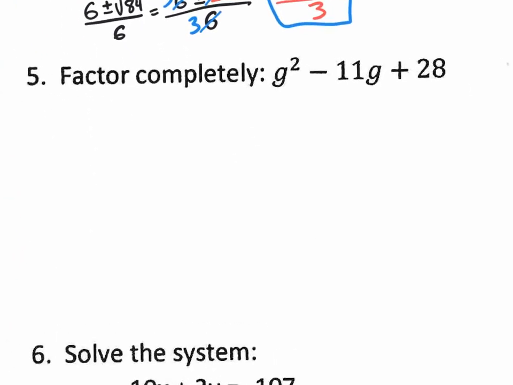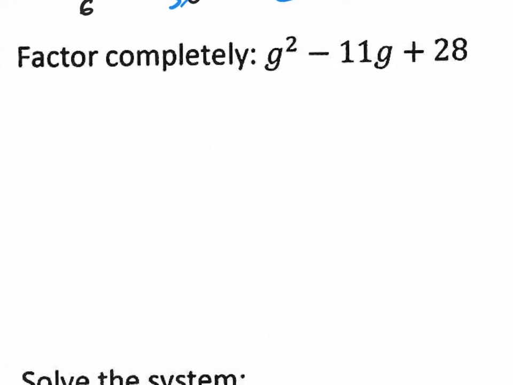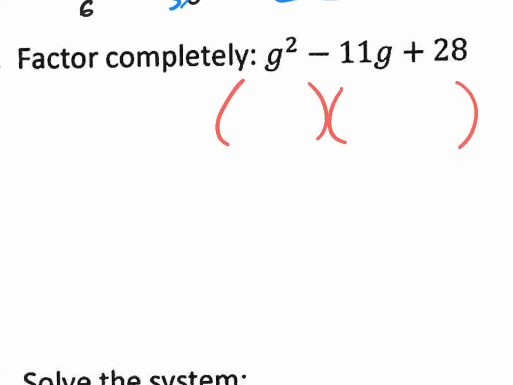Number 5. Right here it says completely factor. I mean, this is like a free point, right? Why? Because it's a quadratic trinomial expression. The a value is 1, which means this. Parenthesis, parenthesis, g right there, and simply think, what times what is 28? That if you add together is 11. You might need to make a list.